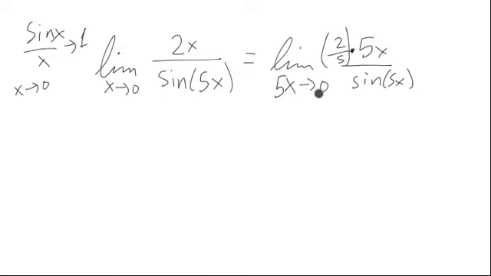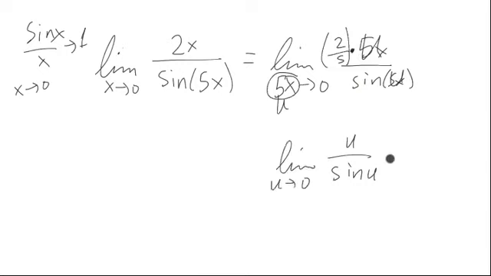All right, so notice that if we just modified that into a 5x, it's the same thing. As 5x goes to 0, x goes to 0. Replace this with u, then this looks like the limit of u over sine u as u goes to 0, times 2 over 5.